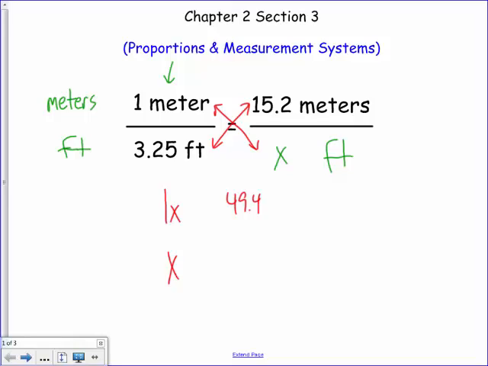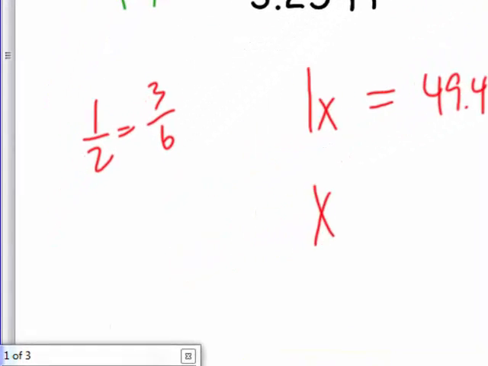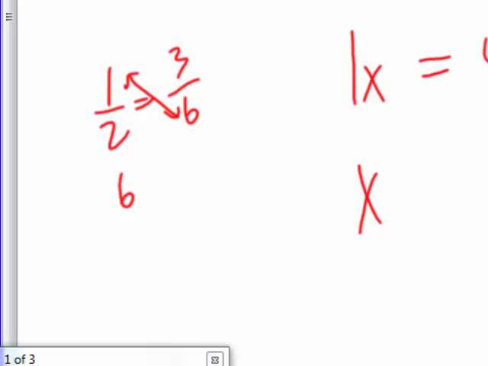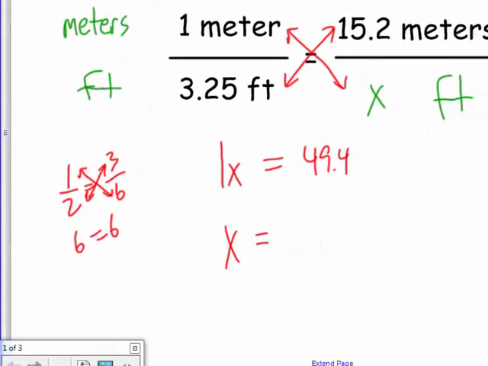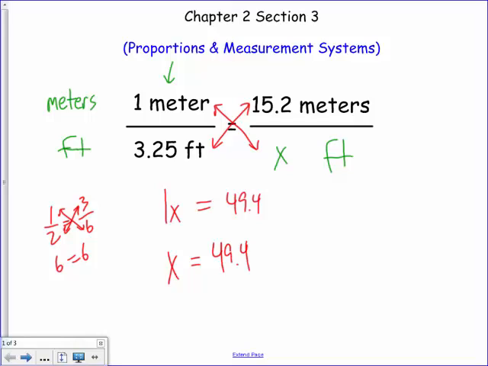And remember, what do we do to our cross products? What do we put in between them? Yeah, we can set them equal, remember? Because 1/2 equals 3/6. If I take cross products, they are equal to each other, right? So that just proved it right there that I can set them equal. So X would equal 49.4. So I know that in 15.2 meters, there's 49.4 feet, just like that.